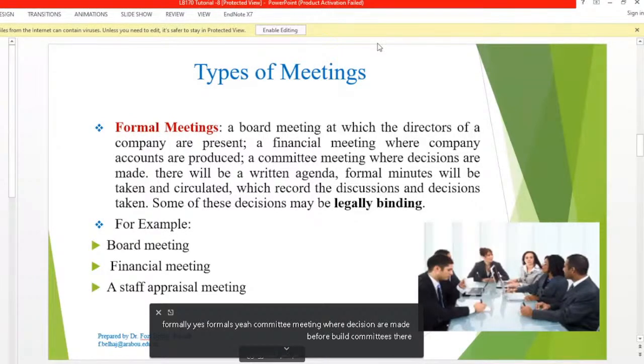There is a written agenda, formal minutes, somebody taking notes and everything, right? And they circulate all the agenda to the participants. They distribute the whole agenda to those in the meeting, the employees. Okay.